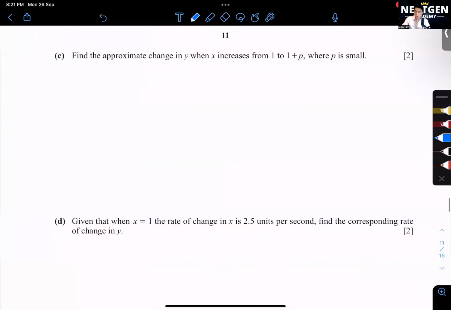Okay, next one. Question C. Find the approximate change in y when x increases from 1 to 1 plus p. Okay, so this is your approximate change type of question.